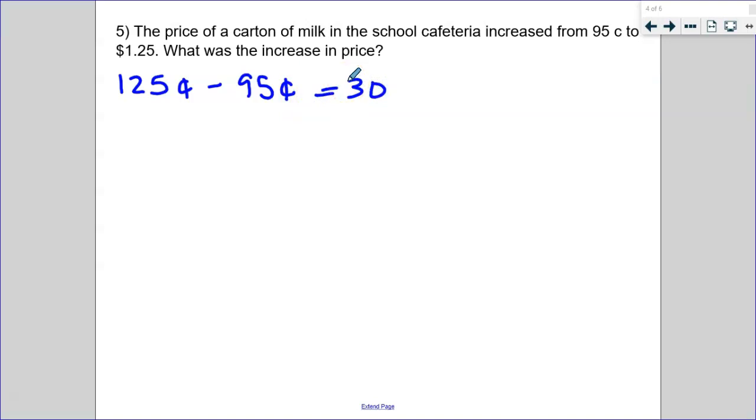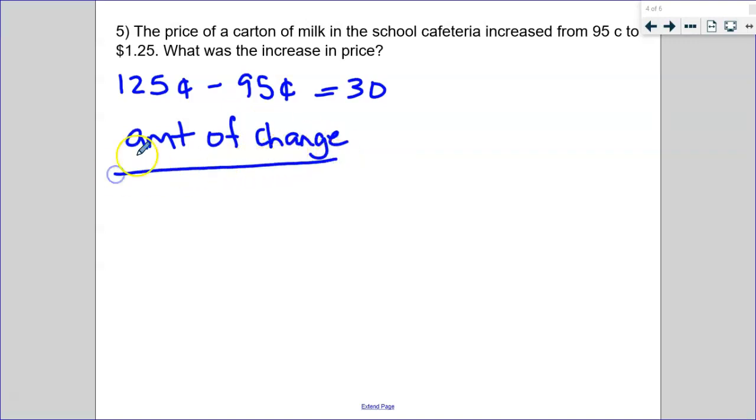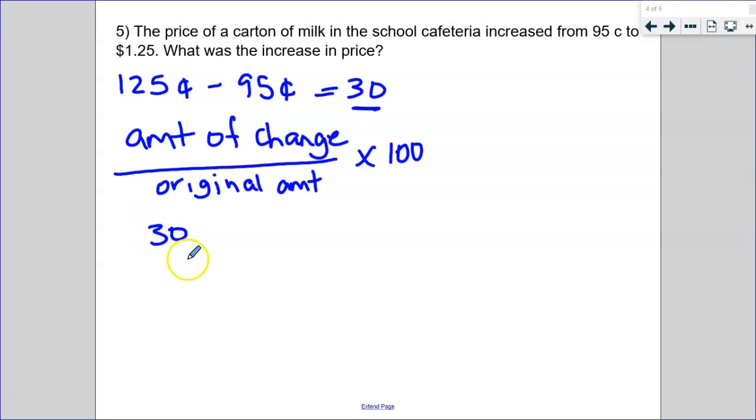Okay, so I'm going to give you a formula here. The amount of change over the original amount times 100, which is basically what we were doing. So we're going to take 30, that's the amount of change. Not changes in money, but the difference of what happened. All right, over 95, which was the original. And we're going to times that by 100.